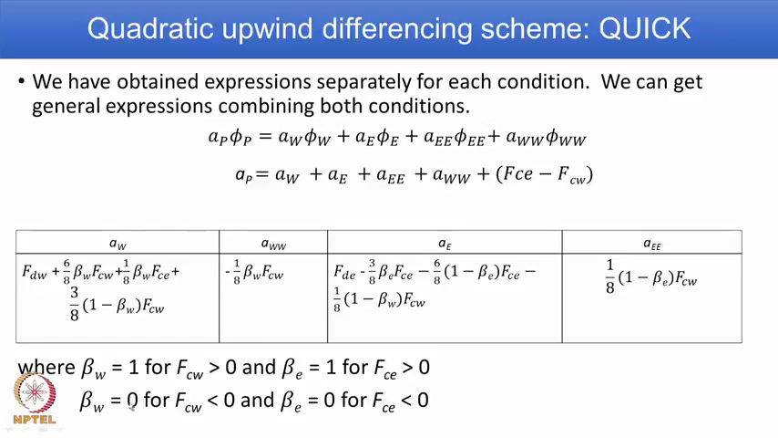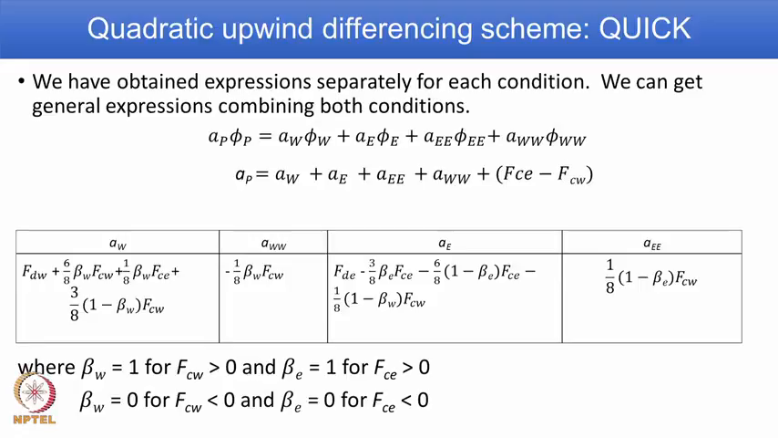So, beta is defined. If beta W is equal to 1, then FCW is greater than 0, which means the flow is from left to right, and if beta E is equal to 1, then FCE is greater than 0. Please remember, F stands for flux and C stands for convective flux. E stands for the east phase. So, FCE is directly related to velocity, which is the velocity condition on the east phase.